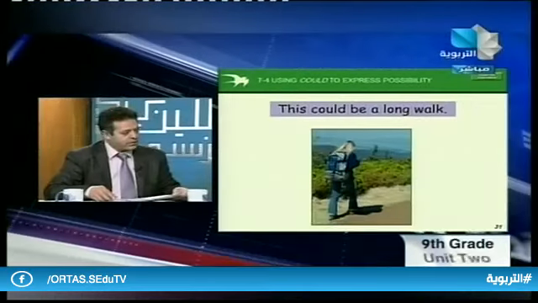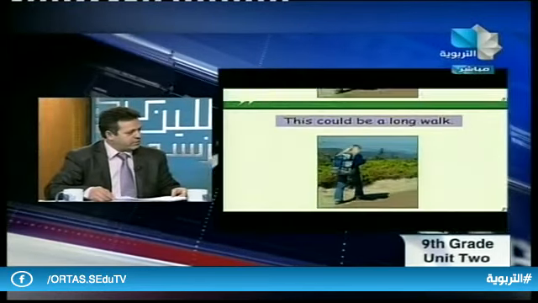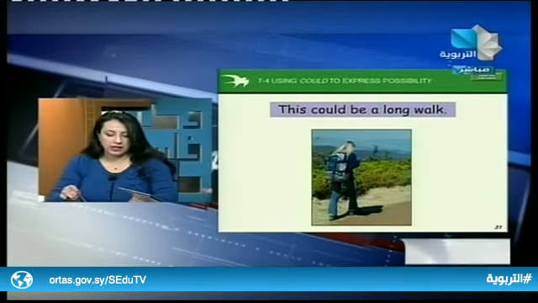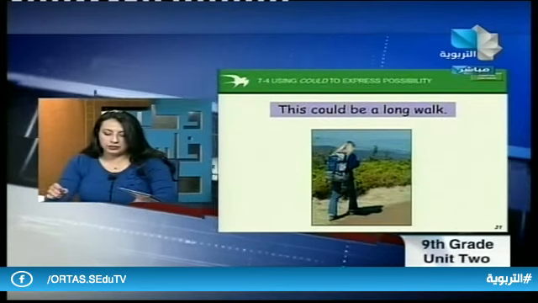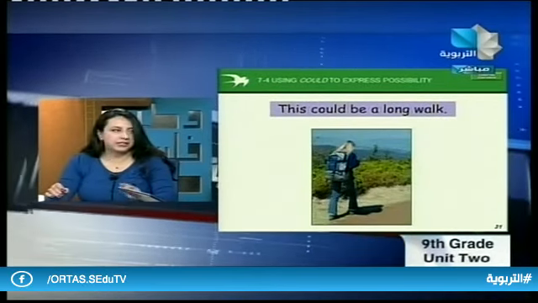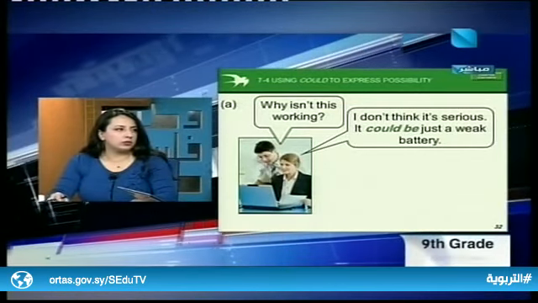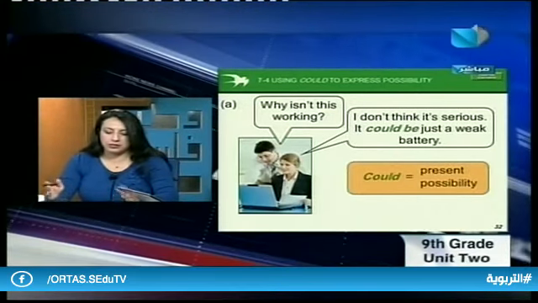Also, using could to express possibility, right? Here, your turn. Yes, now we use could to express possibility. For example: why isn't this working? I don't think it's serious. Serious means something like dangerous. It could be just a weak battery. Could be. This is a possibility. Possibly this is a weak battery.